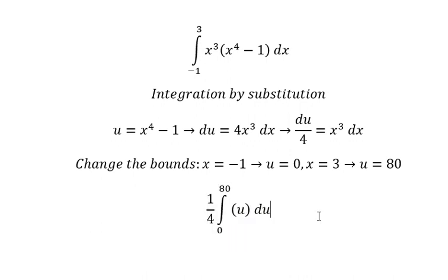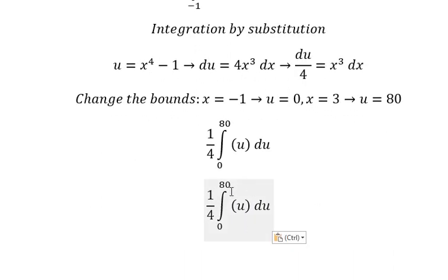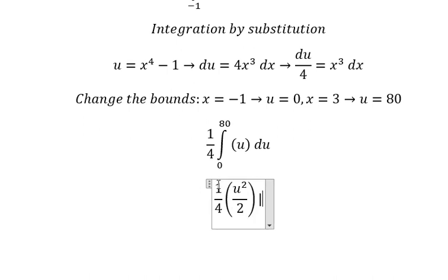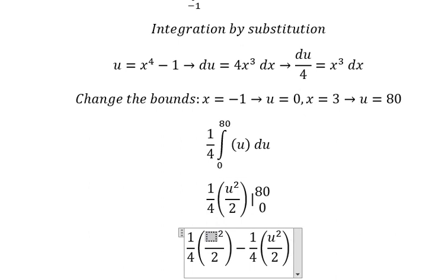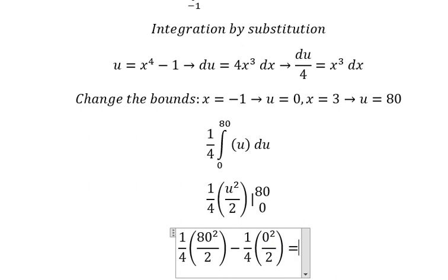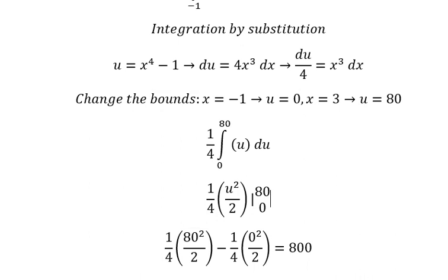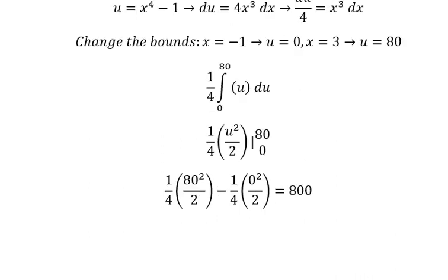The integration of u, we have u squared over 2, and we put the bounds from 0 to 80. And we got the final answer. So we have 800. This is the end. Thank you for watching.